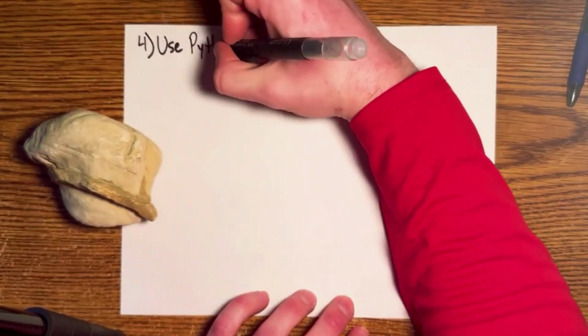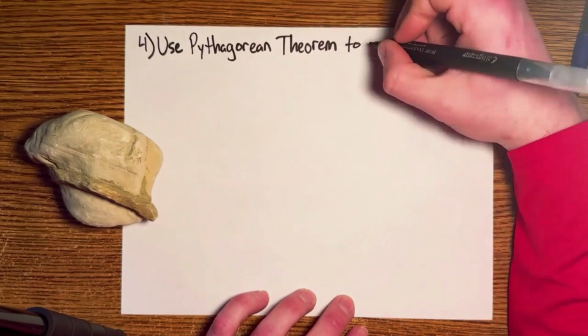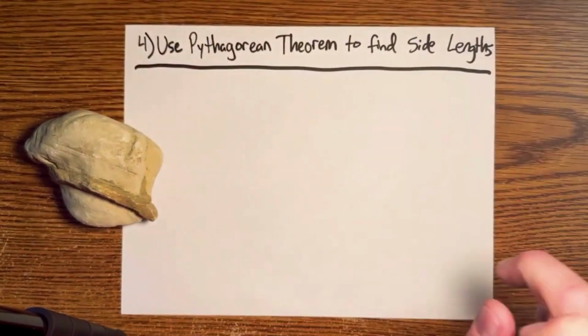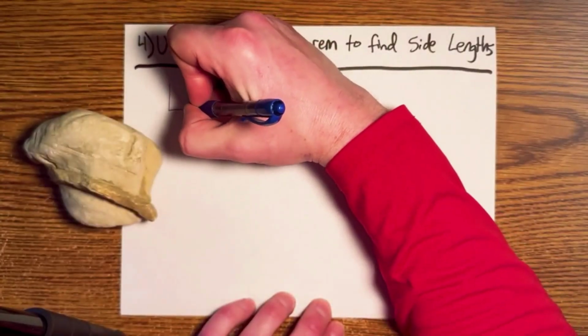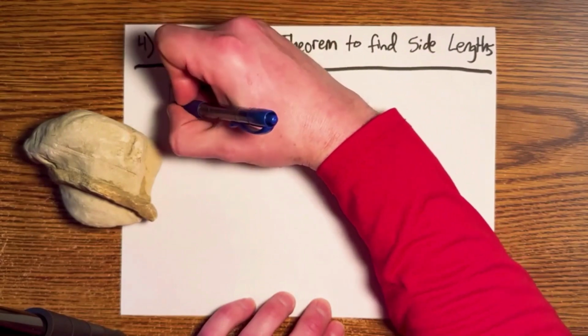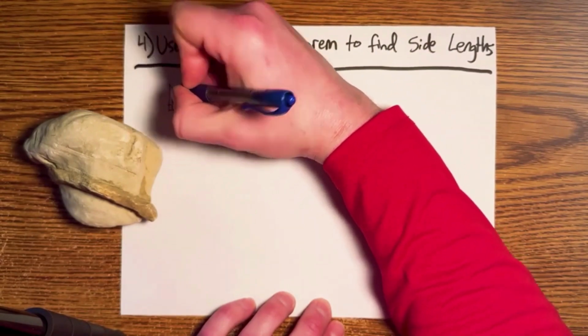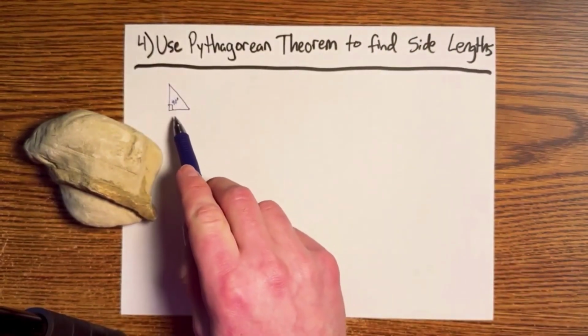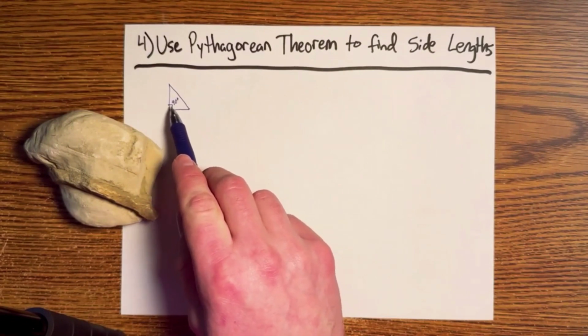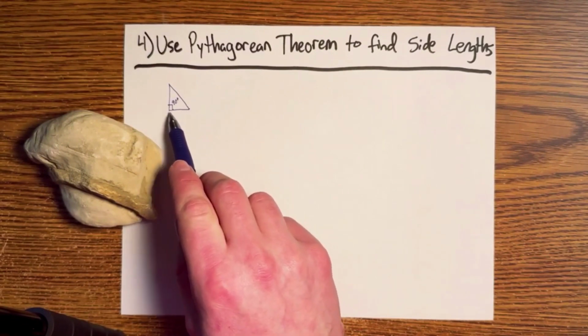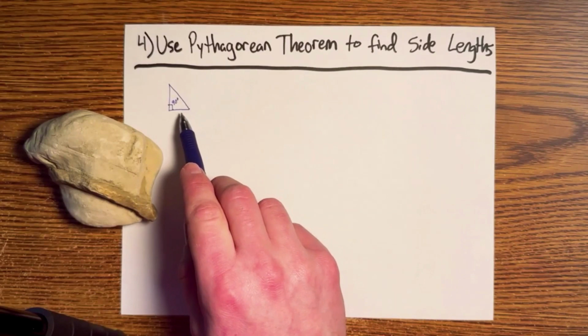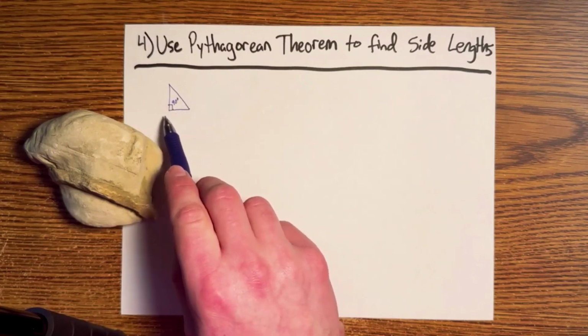Number 4, use the Pythagorean theorem to find the side lengths of a right triangle. So first off, what is a right triangle? A right triangle is one that has a corner with a dimension of 90 degrees, meaning that angle is made of 2 sides completely perpendicular, or opposite, you may think, of each other.